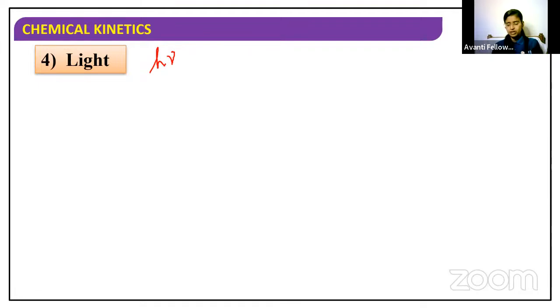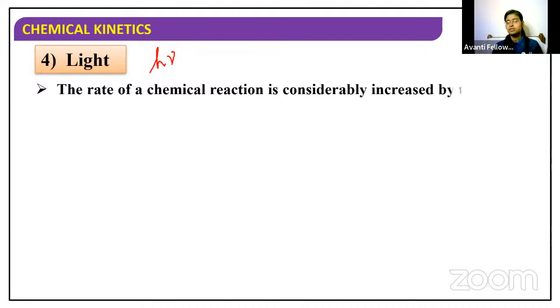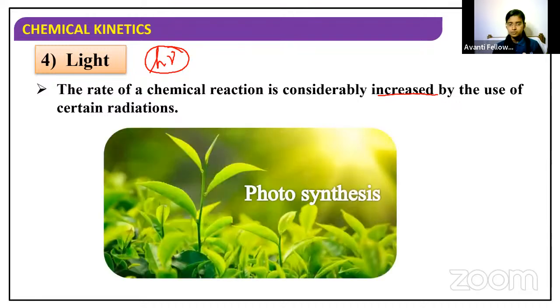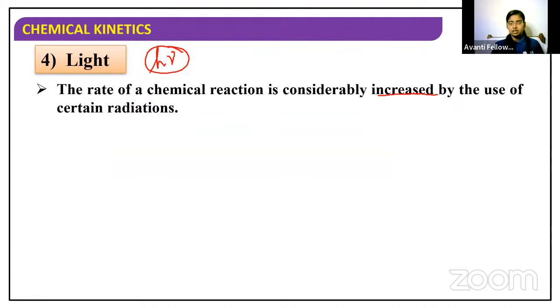If I do the reaction in the presence of light, the rate of the chemical reaction is considerably increased by the use of certain radiation. If I give some light energy to the system, the rate of the reaction increases. This is what is happening in photosynthesis, no? So if h nu amount of energy is absorbed by the system, then the rate of the reaction also increases. Got it?